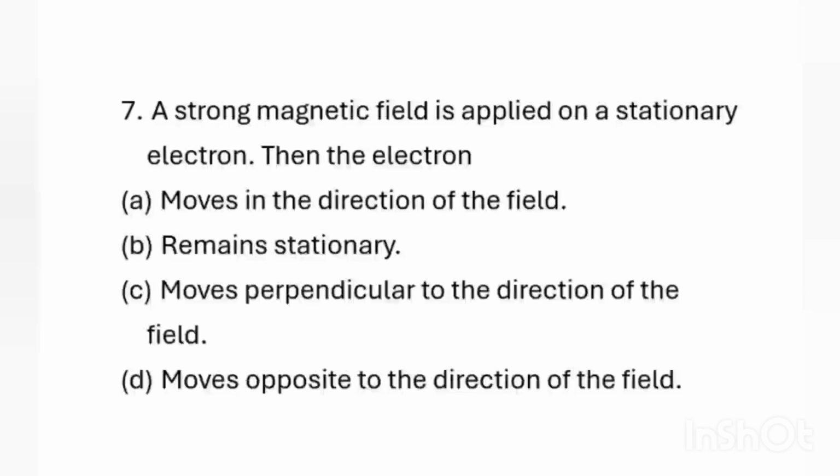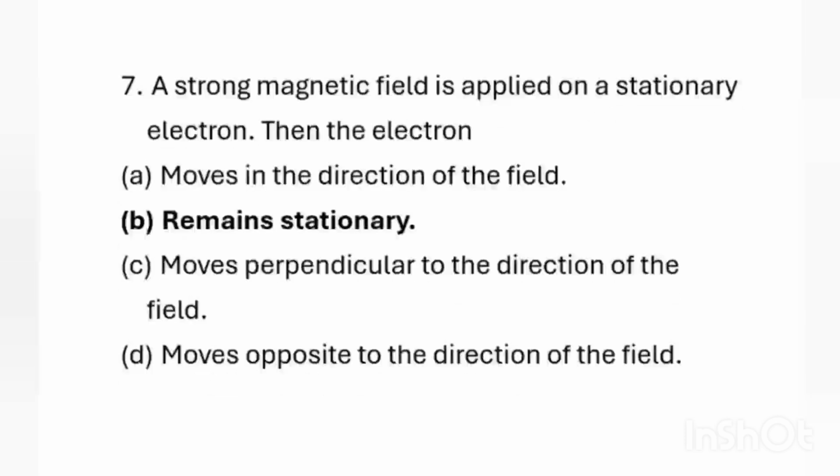Then the electron, option A, moves in direction of the field, option B, remains stationary, option C, moves perpendicular to the direction of the field, option D, moves opposite to the direction of the field. Here the correct answer is option B, remains stationary.